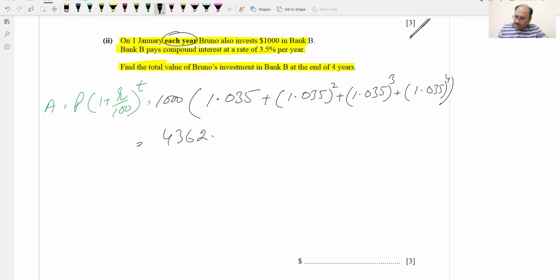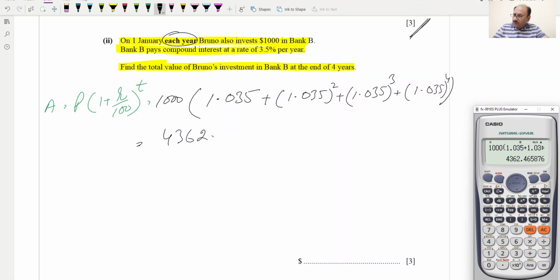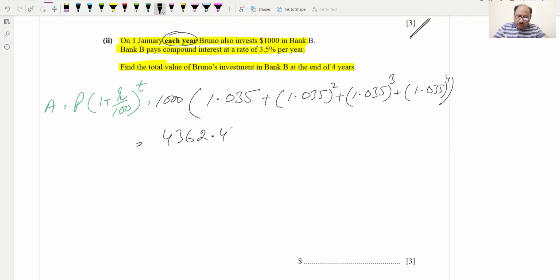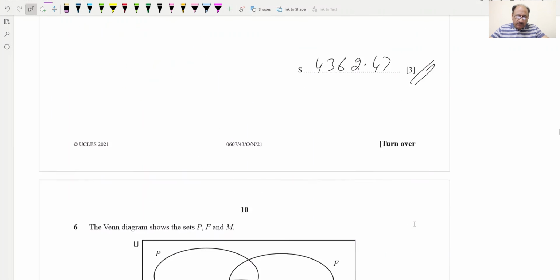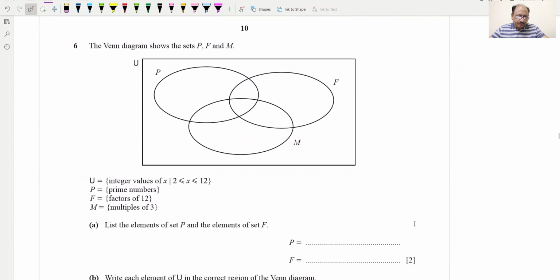This is resulting to 4362.47. This will be basically the final answer, and this will be the amount in dollars. So we can write 4362.47. This is a 3 marks question which we have done. Hopefully you understood this question.